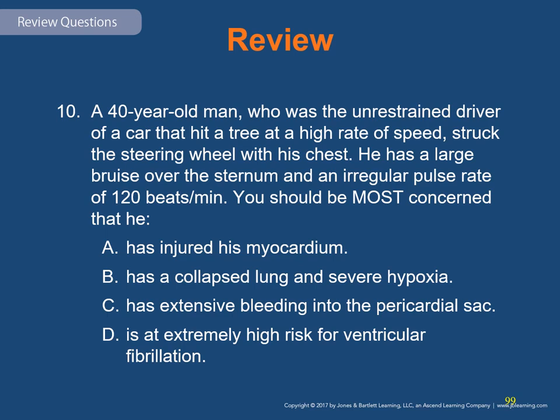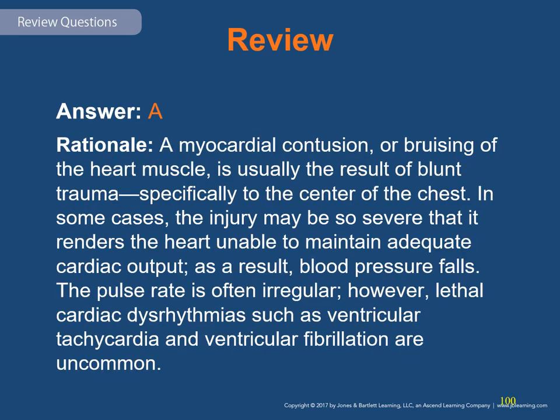He has a large bruise over his sternum and an irregular pulse rate of 120 beats per minute. You should be most concerned that he A, has injured his myocardium. B, has collapsed lung and severe hypoxia. C, has extensive bleeding in the pericardial sac. D, is at extremely high risk for ventricular fibrillation. The correct answer is A.